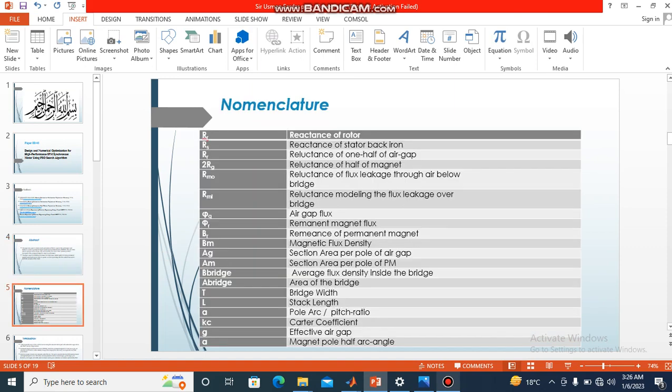Nomenclature. Some nomenclatures are mentioned in the slide: RR, RS, RG, reactance of the rotor, reactance of the stator back iron, reluctance of one half of the air gap, reluctance of half of the magnet. These are all the names that are used in the paper.